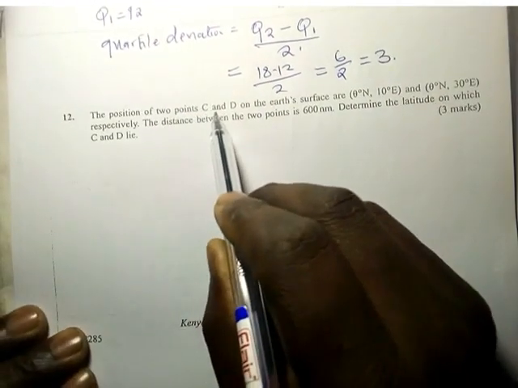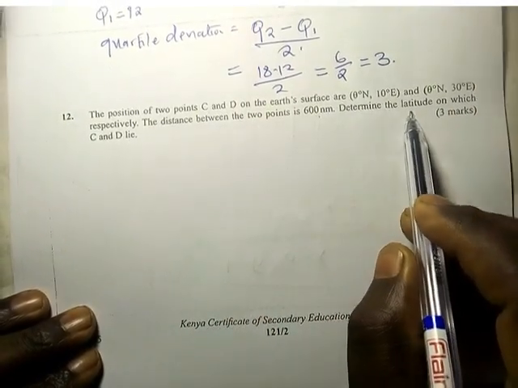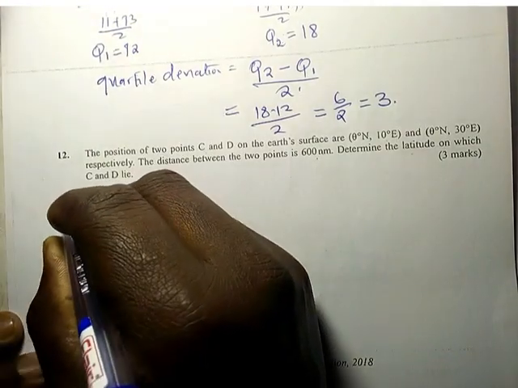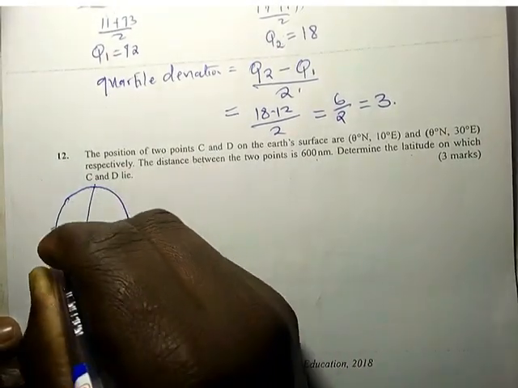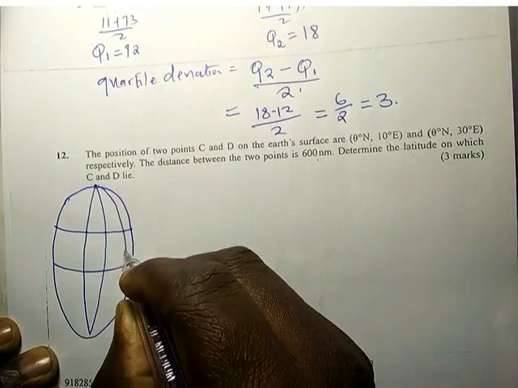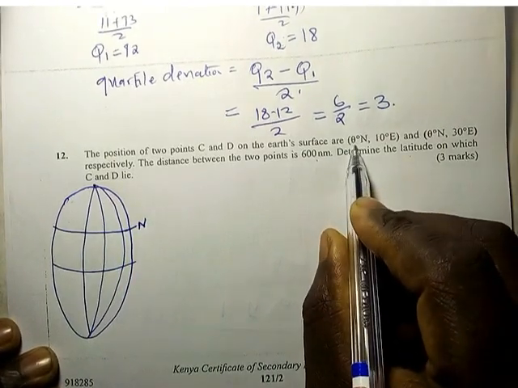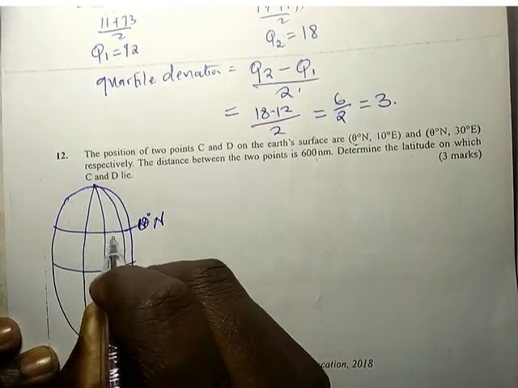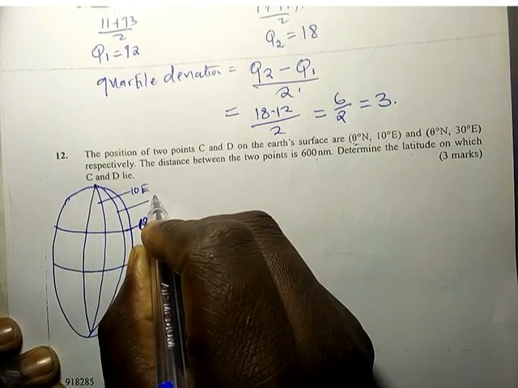Position of 2 points C and D on the earth's surface are this, respectively. The distance between the two is this. Determine the latitude on which C and D lie. First, let us sketch this. So these points are on theta degrees north. And then this one is 10 east, this one is 30 east.